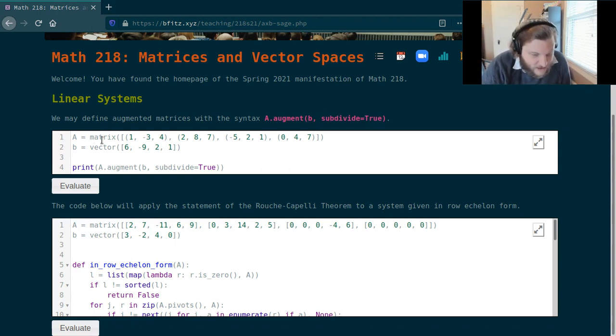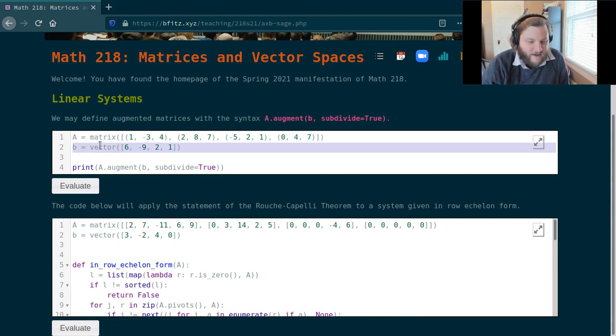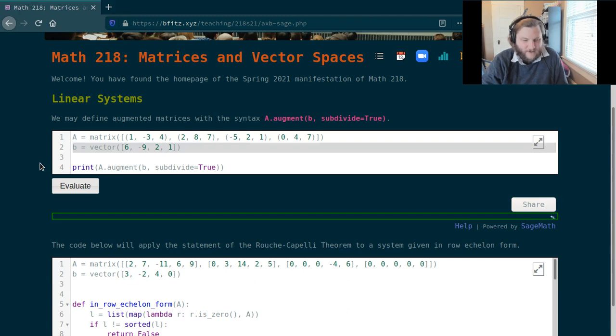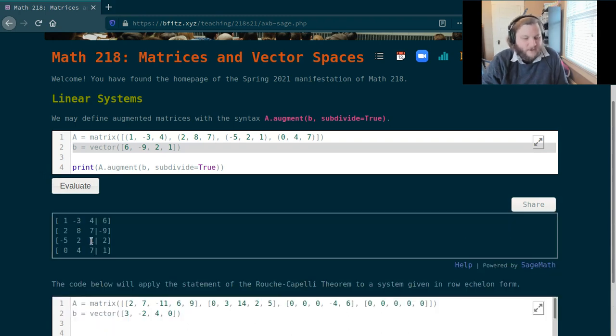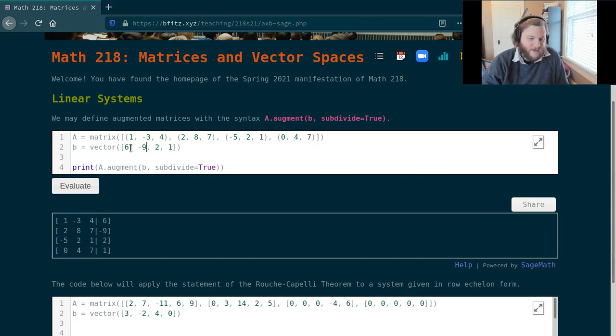So in this box, I've predefined code where I have a matrix on the first line, A, and then I've defined a vector on the second line, B, and there's only one print statement here, and it'll just print out A augmented by B. So let's look and see what happens when I click evaluate. Great. So I see the matrix that I input, and now you can see the vertical bar here, and then the vector that we input. That vector was 6, -9, 2, 1. So if you want to look at an augmented matrix, that's how you do it.